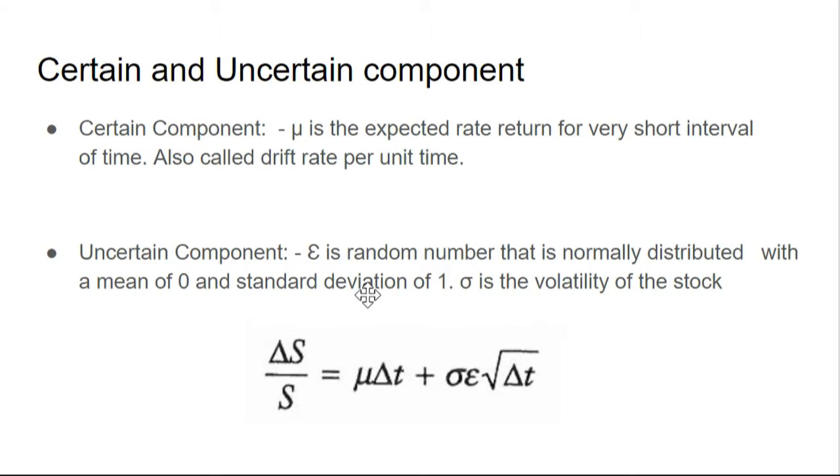What we have here is the formula that represents the certain and uncertain components of the stock price. This bit is the certain component and this bit is the uncertain component. Of course, the mu is the representation of the expected rate of return, and the sigma is representing the changes of the stocks in the future. So now we are going to go into the explanation of our simulation and the coding.